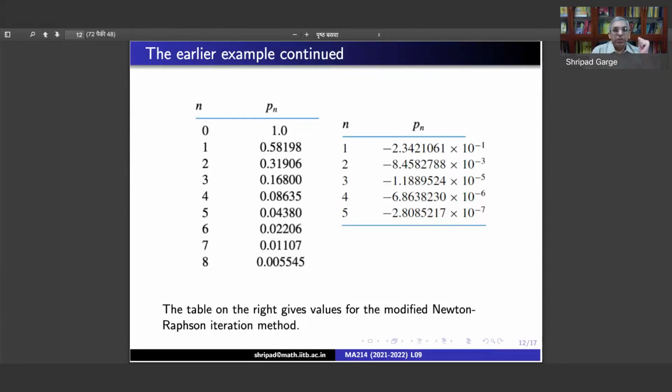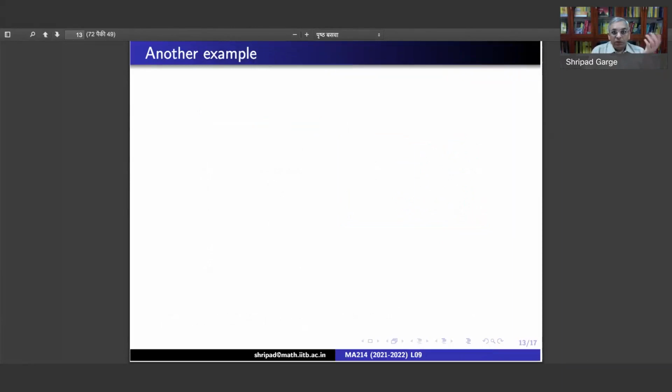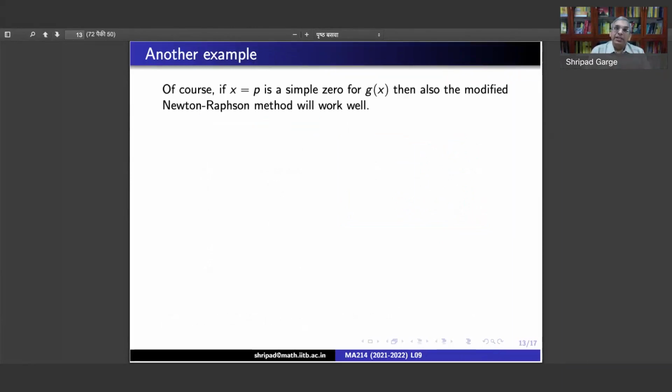Of course, you may ask, what would happen if you are taking a simple 0 and without thinking much you just apply the modified Newton-Raphson? Meaning, why worry about whether x equal to p is a simple 0 or not? Why don't we always work with the modified Newton-Raphson? That could work. Why not?